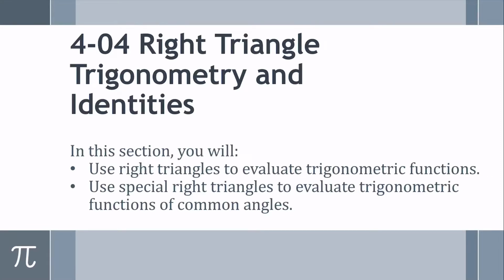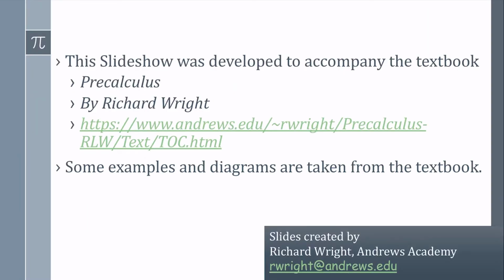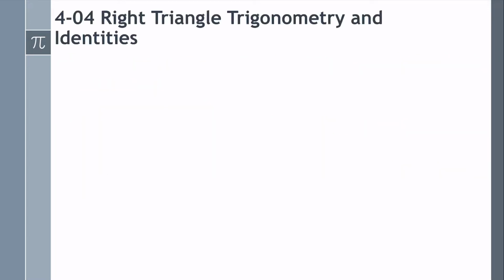Lesson 4.4, Right Triangle Trigonometry and Identities. Identities are equations that are true for the entire domain. So no matter what you plug in, you end up with a true statement.